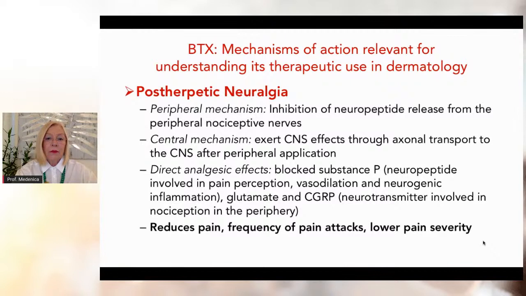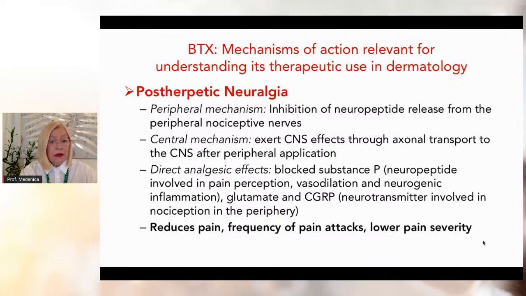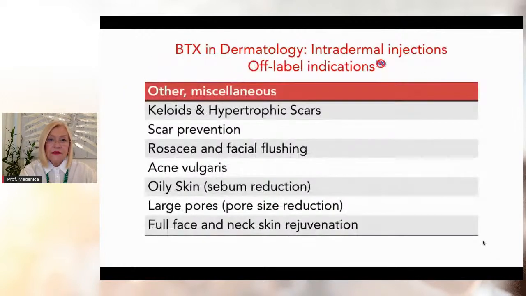Also, direct analgesic effects go by blocking glutamate and calcitonin gene-related polypeptide, which are neurotransmitters involved in nociception in the periphery. So, intradermally introduced botulinum can reduce pain, frequency of pain attacks, and even lower pain sensitivity.